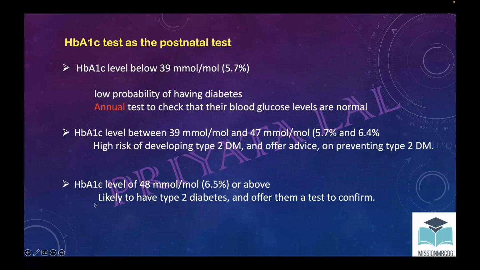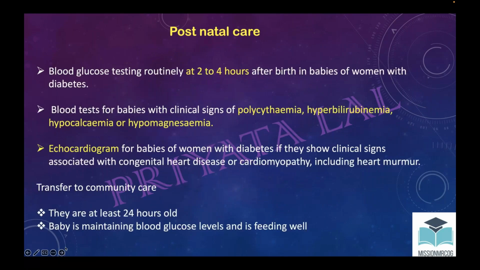So that's all about the postnatal checks. Now postnatal care for the baby. So for the baby, we know that once the baby is born, the baby will be at a risk of hypoglycemia. So we want the sugar test to be done every 2 to 4 hours after childbirth. Babies are at a risk of polycythemia, hyperbilirubinemia, hypocalcemia, hypomagnesemia. So if any clinical symptoms are there, then testing would be done accordingly.